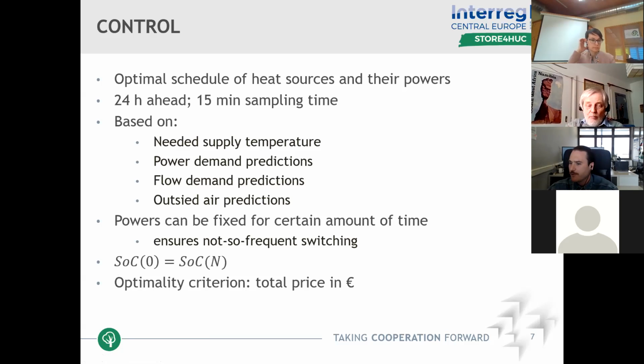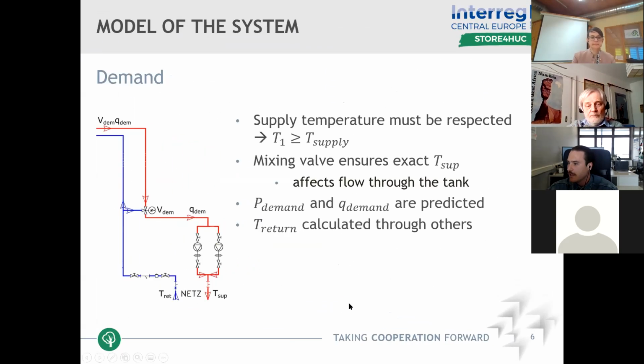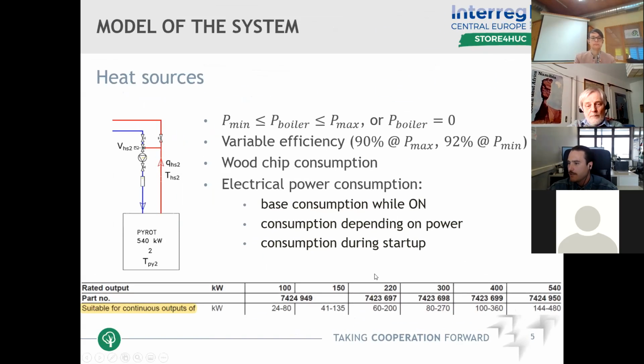And for control, the optimality criterion is the total price in euros. So besides this, the price of wood chips, as I said, there is also electrical power consumption, which also penalizes startups of the boilers.